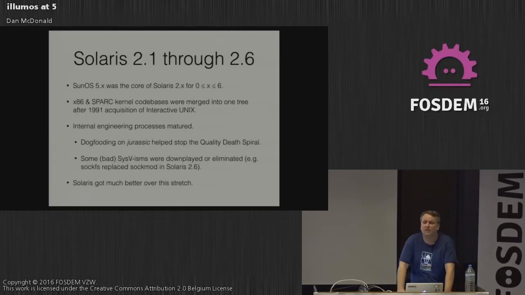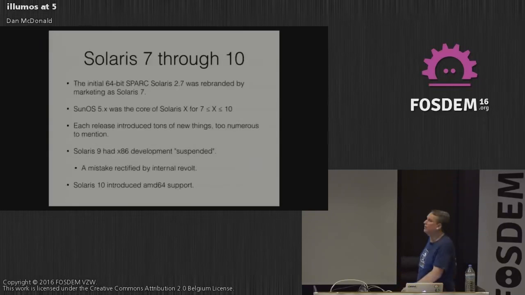And during this time, especially 2.5 and later, some System V-isms were replaced or downplayed. Ask me offline about sockmod. I'll start frothing at the mouth. It was pretty bad. It got replaced with a real kernel sockets implementation as late as Solaris 2.6. And Solaris did get much better over this stretch. I was a customer, and 2.4 was actually pretty good to use. After that, I joined Sun for 2.5.1 and 2.6 and beyond.